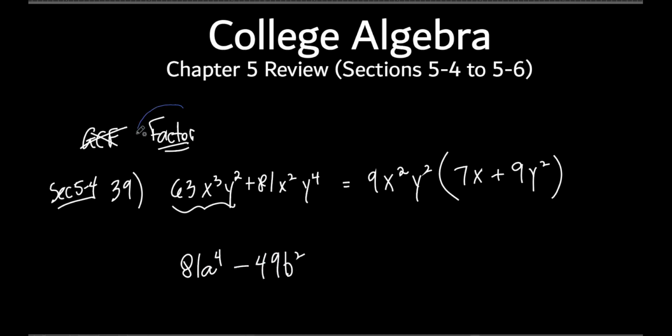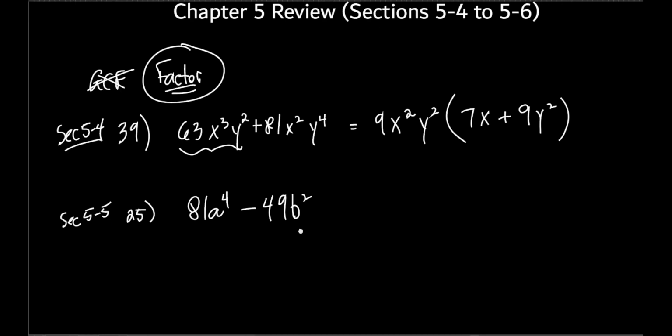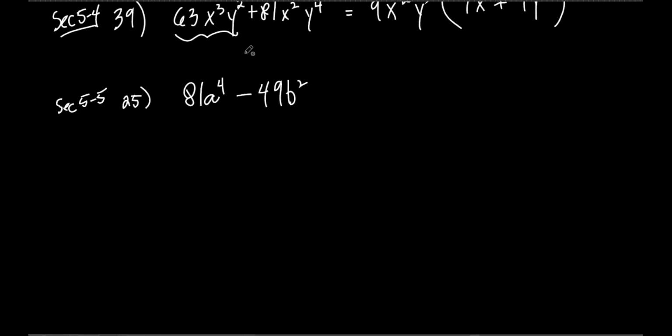And again, every one of these problems is under the factor. So I say factor, then I have a whole bunch of problems underneath of it, and that means you factor all those problems. So I'm not going to write factor every single time. This is number 25 from section 5.5 if you want to go back and look. All right, you got to recognize that there's no greatest common factor. Is there anything in common with 81 and 49? There's nothing. There's nothing in common with a and b. So you got to have another way to do this.